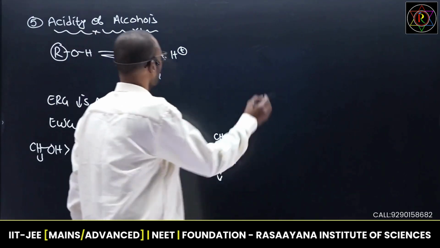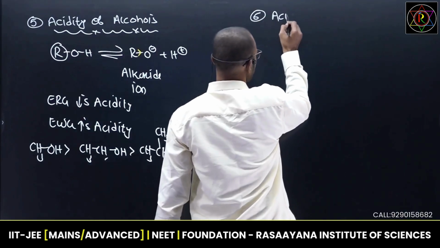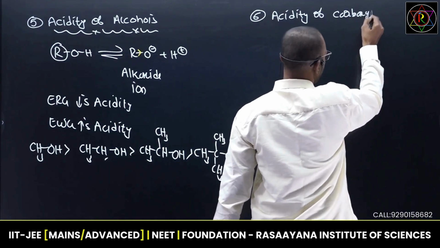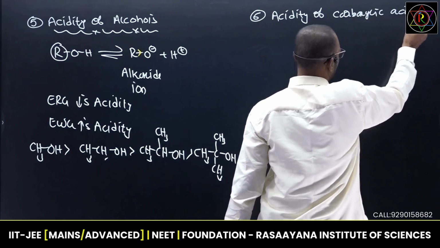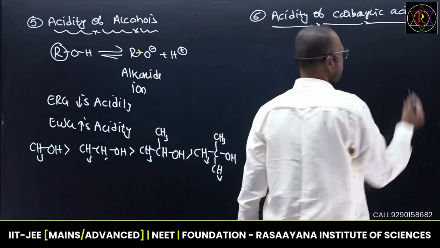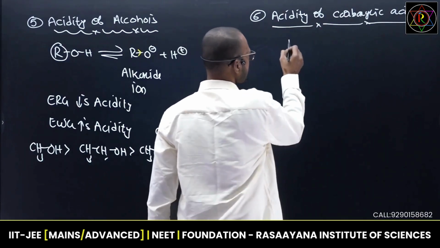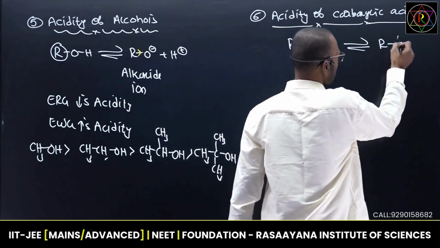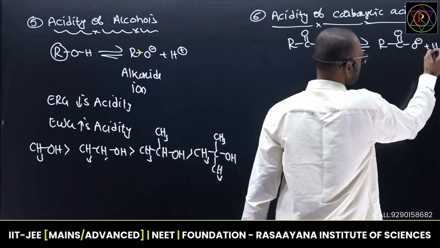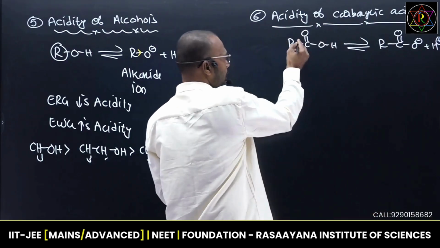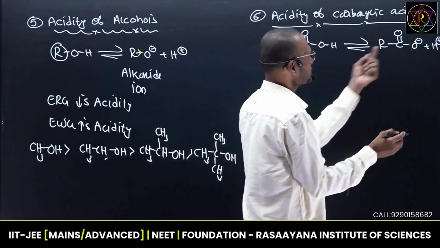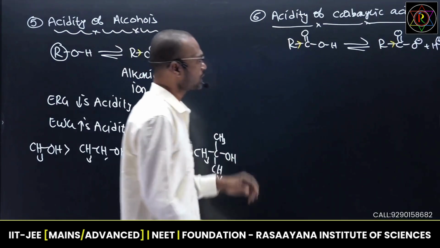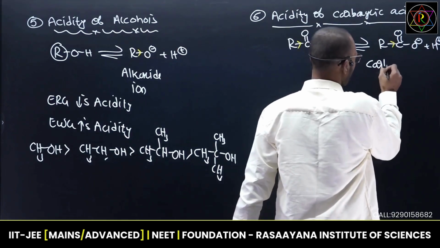In the same way, we can also explain the acidity of carboxylic acids. The inductive effect also explains the acidity of carboxylic acid. For carboxylic acid, see this, RC double bond OH. If it loses a proton, it forms a carboxylate ion, RCOO minus, and here H plus. So what is the role of R? It is a releasing group. If it is a releasing group, this is found to be unstable. Releasing groups decrease acidity. So based on this, we can say this is the carboxylate ion.